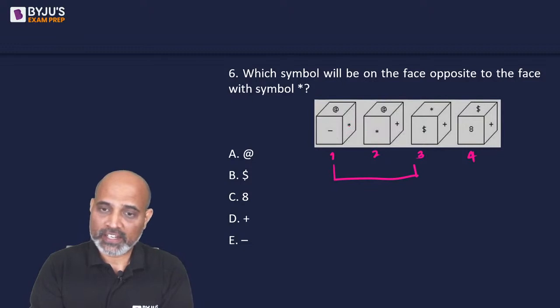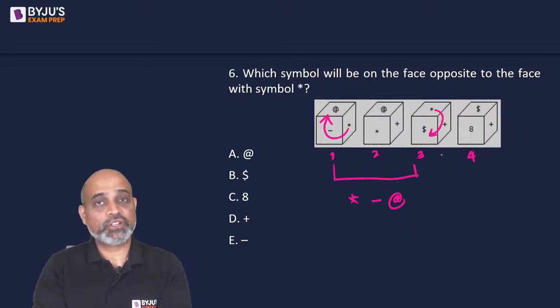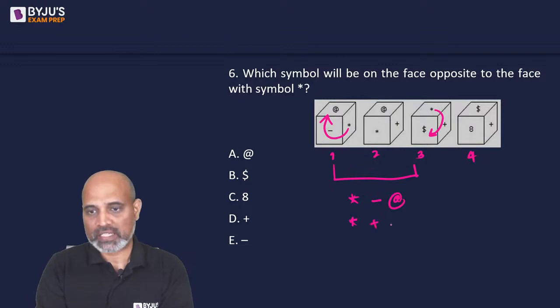If we take 1 and 3 and start with asterisk in the clockwise direction, we will have asterisk, minus and at symbol. Again, if we take the asterisk and write down in clockwise, we have asterisk, plus and dollar symbol.